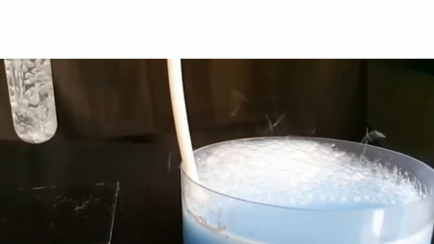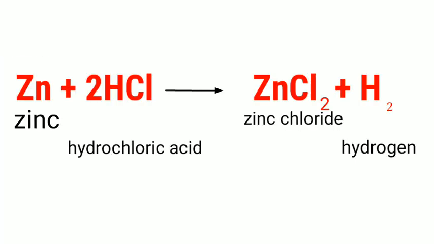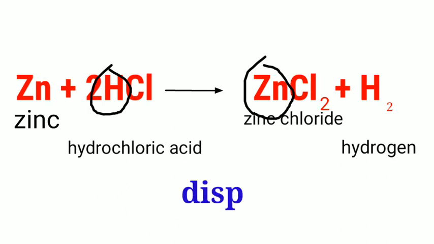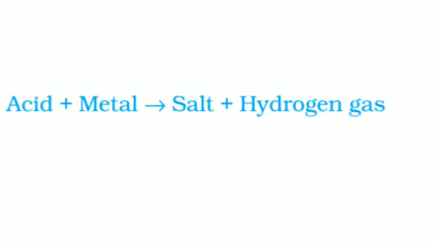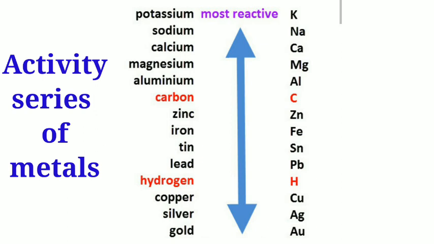This shows that the gas is hydrogen. In this reaction, hydrogen of acid has been replaced by metal. Therefore, it is a displacement reaction. The reaction of a metal with an acid can be summarized as acid plus metal gives salt plus hydrogen gas. Those metals which lie above in the activity series of metals react vigorously, while those metals which lie below hydrogen, like copper, do not react at all.